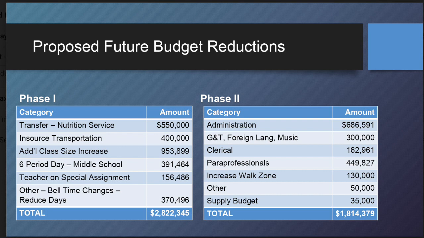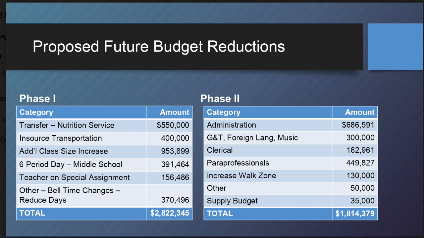So moving over to the right-hand side then, a total of $1.8 million. Administration, changing deans to lead teacher. It's a decrease, a high school assistant principal. The reason this is out in phase 2 is because there would, again, need to be some changes made with the observation and evaluations of teachers, which affects their contract. Restructuring vocal and instrumental music at the elementary for $300,000. Decrease clerical days for 163.